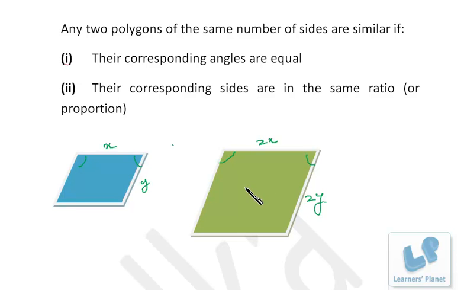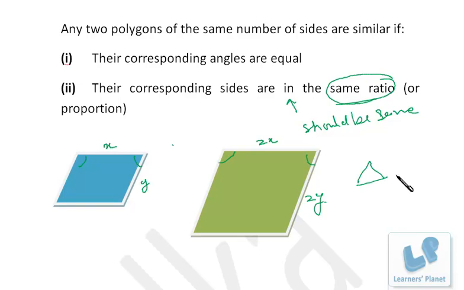Okay. So what is the basic condition of similarity? Corresponding angles should be equal and their corresponding sides should be in the same ratio. In case of congruency, their corresponding sides should be same, right? And here the corresponding sides are in the same ratio, right?